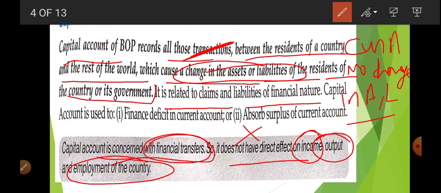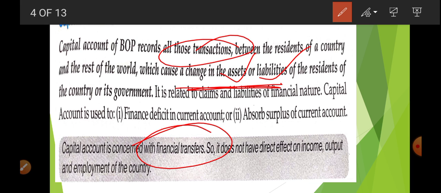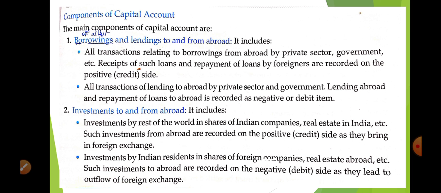So what do you mean by capital account? Those transactions that are going to make a change in assets and liabilities. They are financial in nature, and they are not going to affect income, output, and employment. Why? Because there is only a change in ownership. There will be no change in the production capacity of an economy.